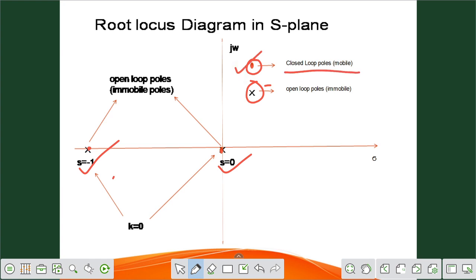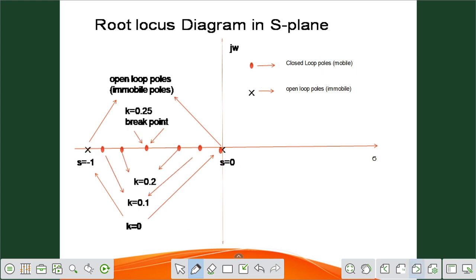This is closed loop transfer function poles, which is movable actually. In the next slide, I am putting other values, so you can see the picture. In the next one, you can see the picture. I am putting the different values at different places. These are nothing but closed loop transfer function poles.